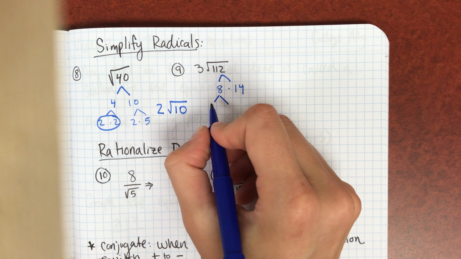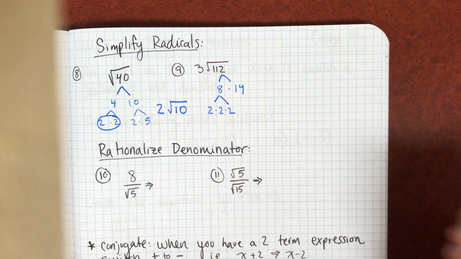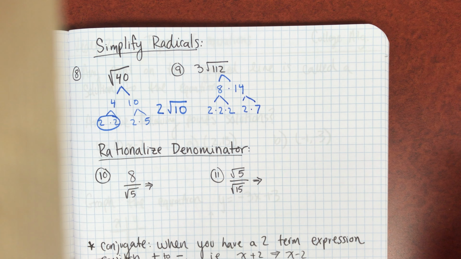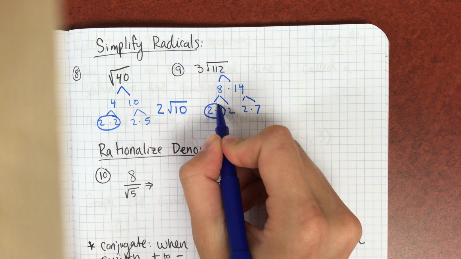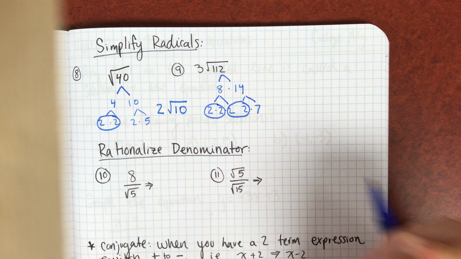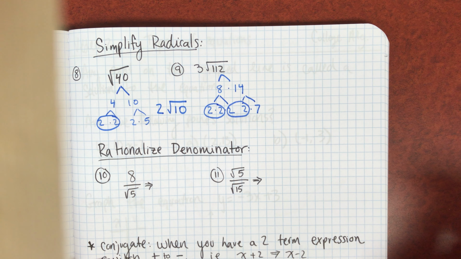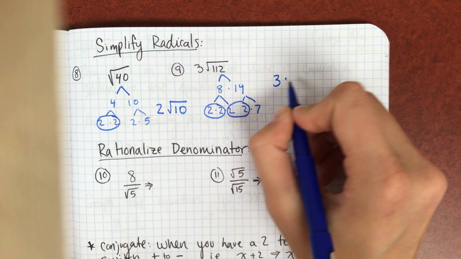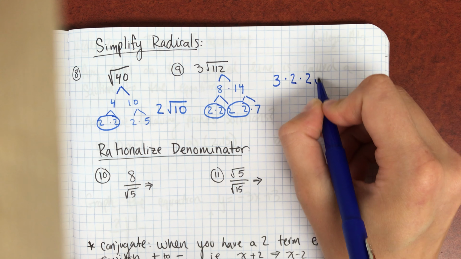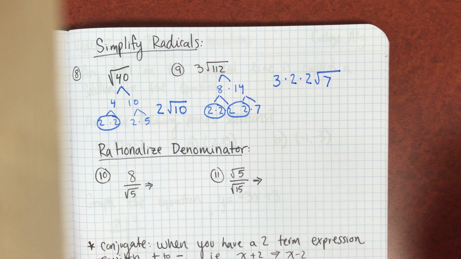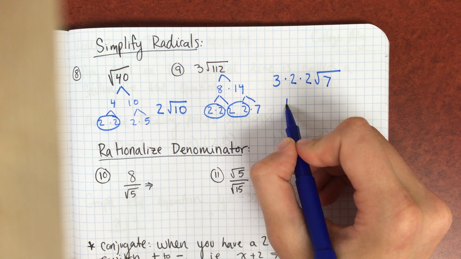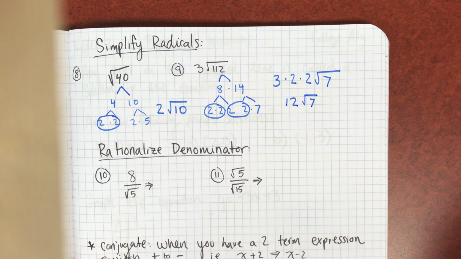We're going to kind of skip a step because I know that 2 times 2 times 2 is 8, and 2 times 7 is 14. So I actually have 2 groups of 2 that just happen to be 2s. Lots of 2s over here. Okay, so on the outside I still have my 3 times 2 times 2, square root of 7. And let's see, that would become 12 square root of 7.